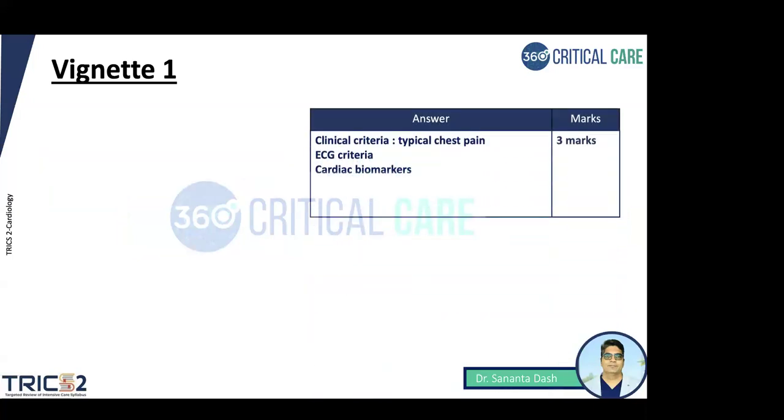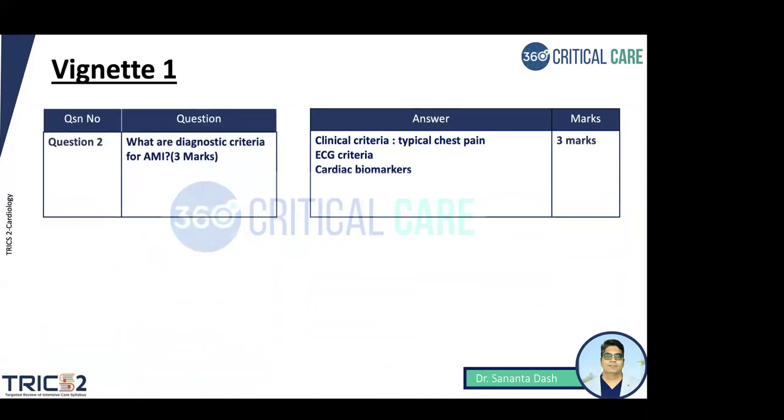I don't know why the animation is doing that, but that's all right. So now we'll go in the pathway of MI or acute myocardial infarction and talk about that. Our questions are based on that. So what are the diagnostic criteria of acute myocardial infarction?